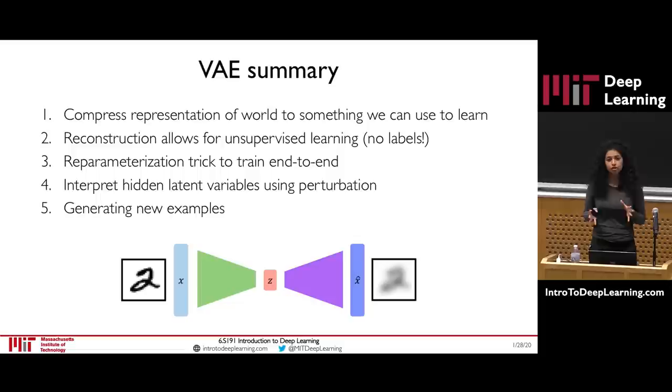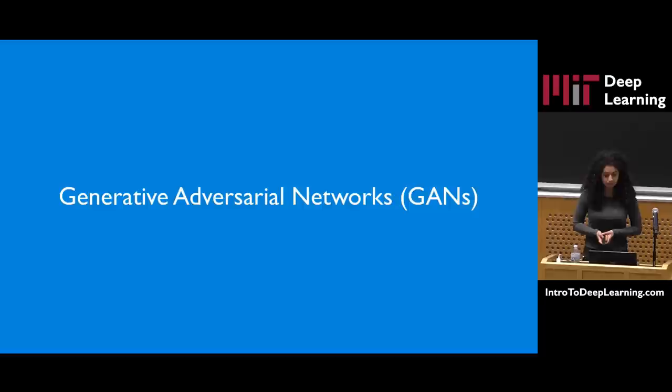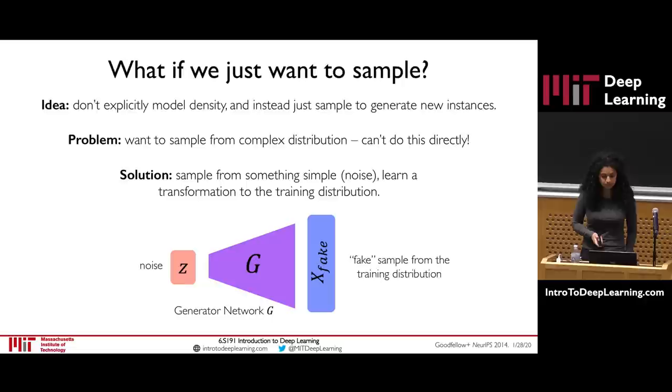Okay, so VAEs are looking at this question of probability density estimation as their core problem. What if we are just concerned with generating new samples that are as realistic as possible as the output? And for that, we'll transition to a new type of generative model called a generative adversarial network, or GAN. The idea here is we don't want to explicitly model the density or the distribution underlying some data, but instead just generate new instances that are similar to the data that we've seen. Which means we want to try to sample from a really, really complex distribution, which we may not be able to learn directly in an efficient manner.